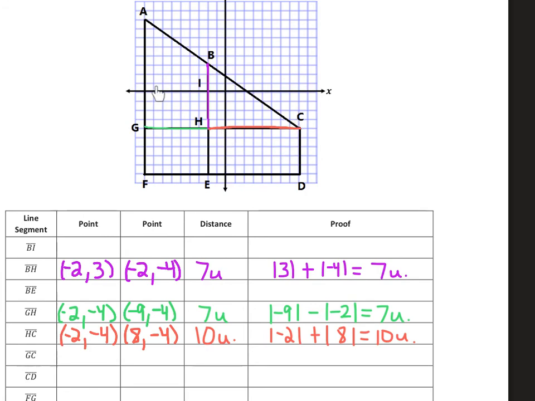So whenever we cross 0, we add absolute values. It doesn't matter what order we put them in because you're adding. But whenever we're not crossing 0, another one would be CD, doesn't cross 0. HE doesn't cross 0. GF doesn't cross 0. We're going to subtract the absolute values and put the bigger absolute value first to make sure we get a positive answer. Distance is always positive, and that's why absolute value comes into play.